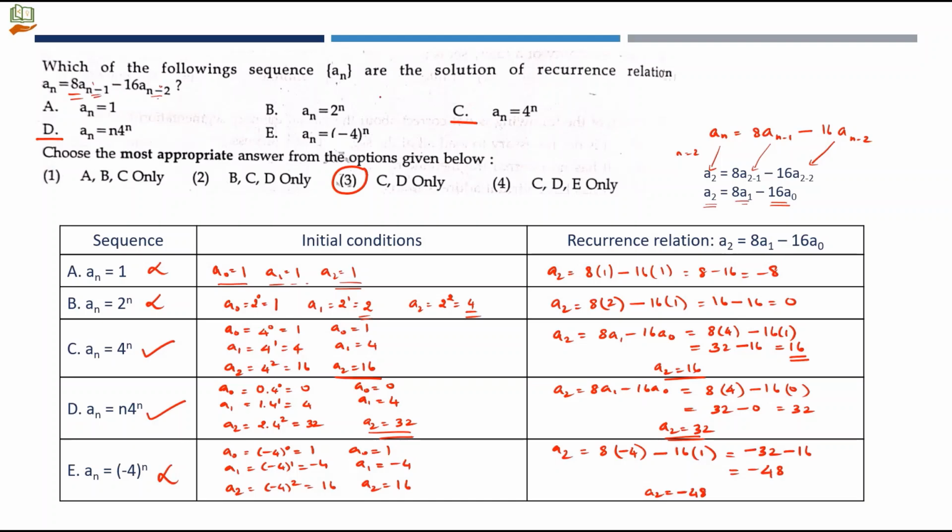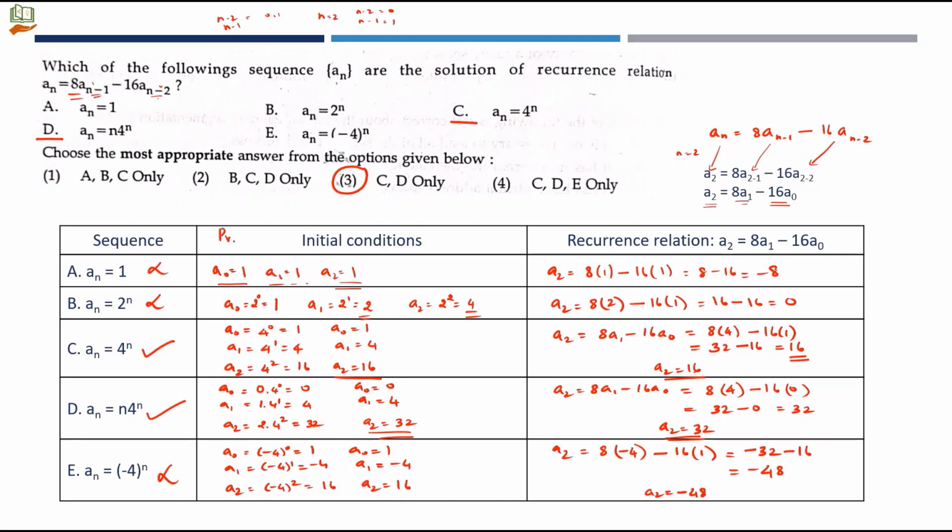So make sure you find A0 and A1, because when the recurrence relation is having n minus 2 and n minus 1, you have to make this as 0 and 1. So the only way of doing this is making n is equal to 2. So for n is equal to 2, n minus 2 will become 0 and n minus 1 will become 1.